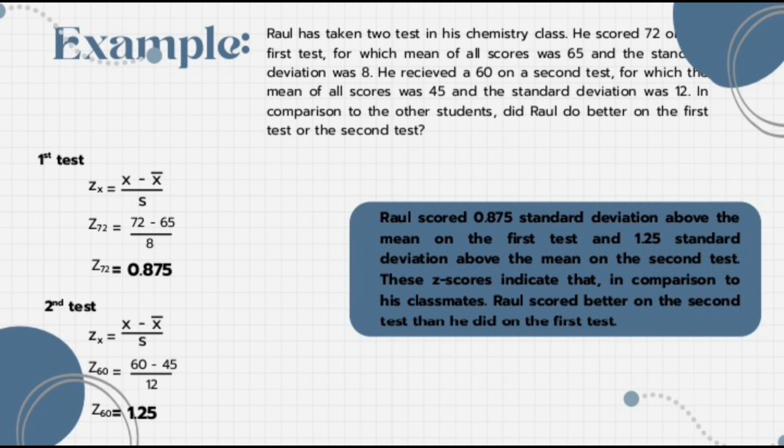Based on the result, Raul scored 0.875 standard deviation above the mean on the first test and 1.25 standard deviations above the mean on the second test. These scores indicate that, in comparison to his classmates, Raul scored better on the second test than he did on the first test. And that's how we compute for the z-score of a given data.